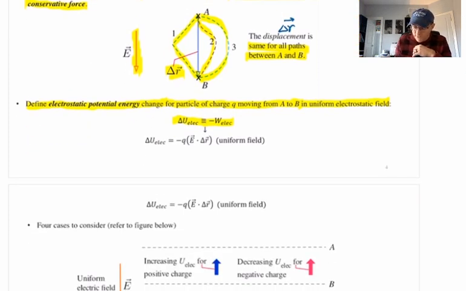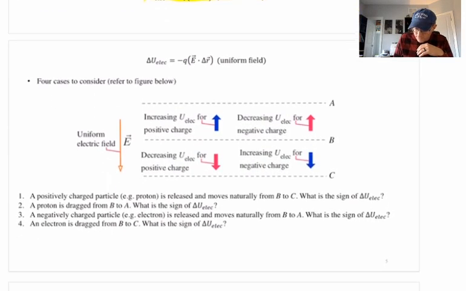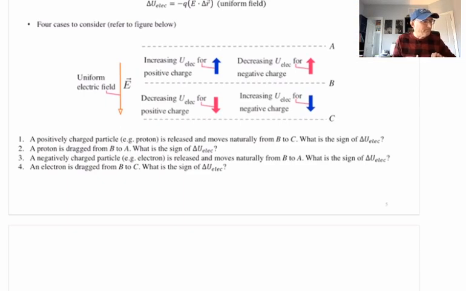So, in a uniform electric field, the delta U electric for a particle of charge Q that moves from point A to point B is negative Q times E dot delta R. And we can use that formula to calculate how much the electrostatic potential energy changes when our charged particle moves between 2 points in a uniform field. So let's practice with that a little bit. And then that will bring us to the end of part 1 of this video lecture.